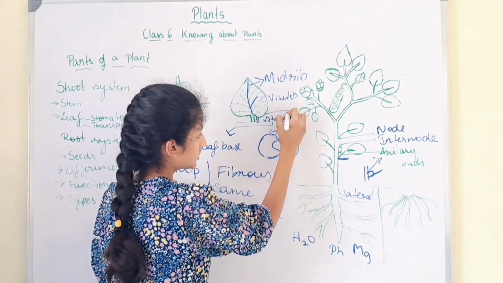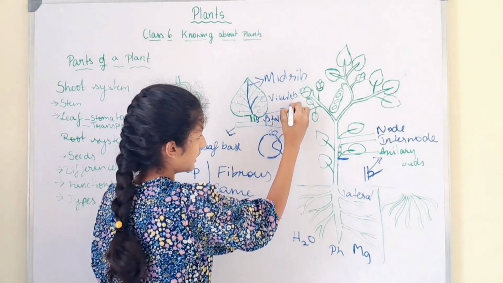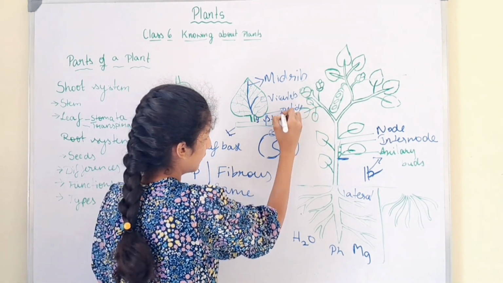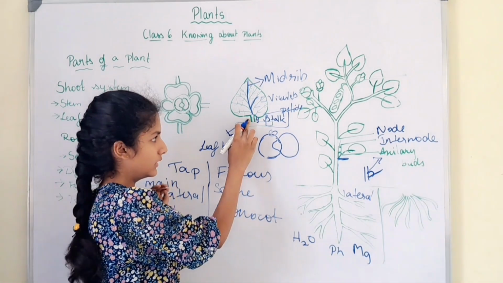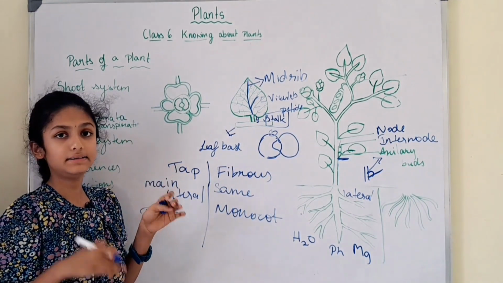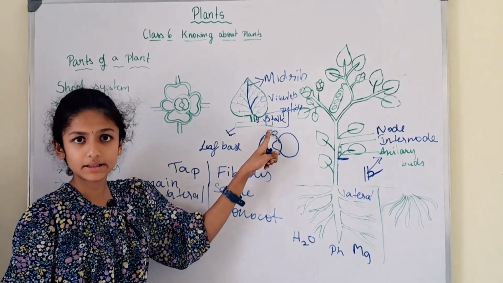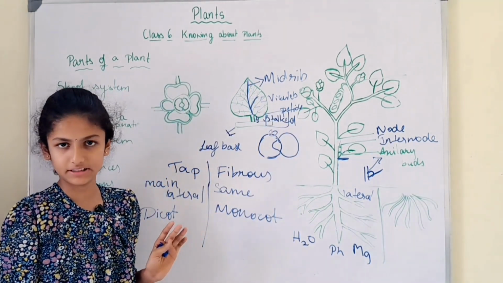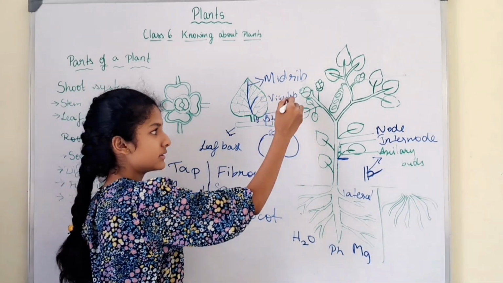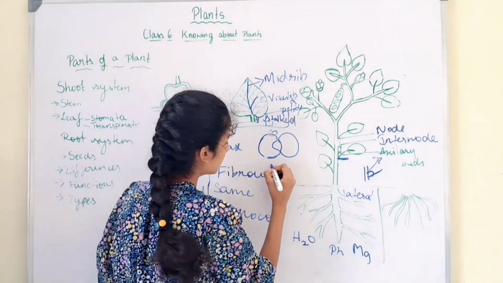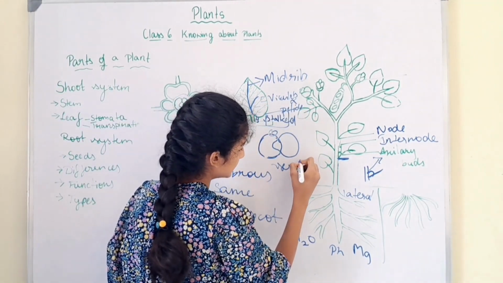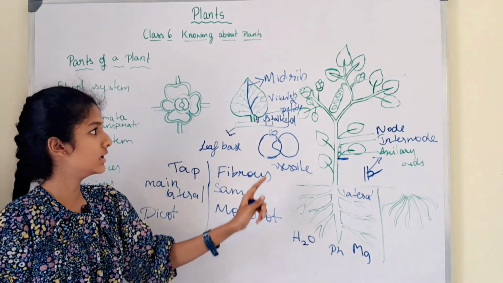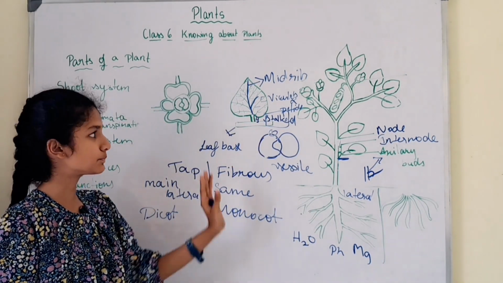This stalk is known as a petiole in a leaf. What is a petiole? This one is a petiole. Now, whichever leaves have this petiole are known as stalked leaves. If they don't have this petiole, they are known as sessile leaves. Stalked leaves and sessile leaves.